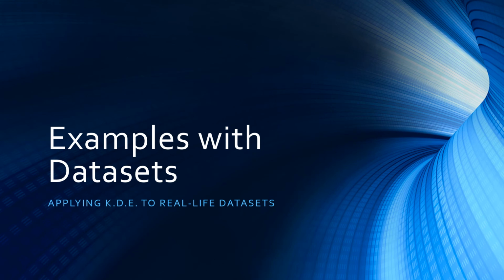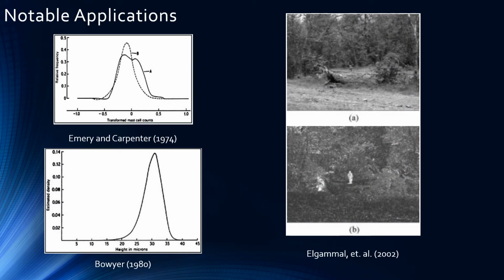Now we're going to look at some data sets where we apply KDE. But first, let's look at some notable applications. Here in Emery and Carter, you see a group B and group A. This is for babies who die from sudden infant death syndrome and their transformed mass cell count. Group B are infants who died from other causes, but looking at the KDE for this variable, you can see that they're clearly different, right?